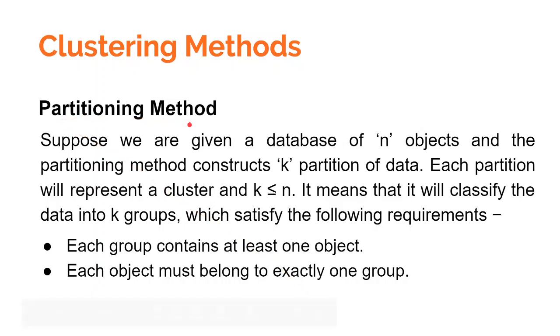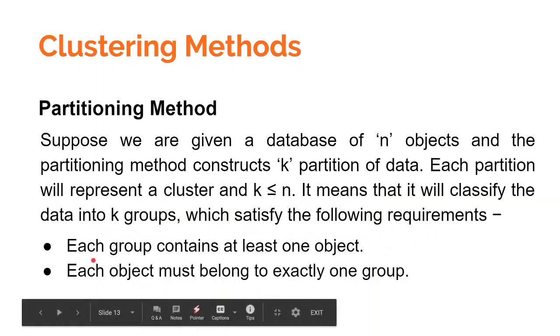What is partitioning method? In partitioning method, there is a given database of n objects, and the partitioning method constructs k partitions of the data. Each partition will represent a cluster and k is less than or equal to n. It means that it will classify the data into k groups which satisfy the following requirements. Each group contains at least one object. Each object must belong to exactly one group.